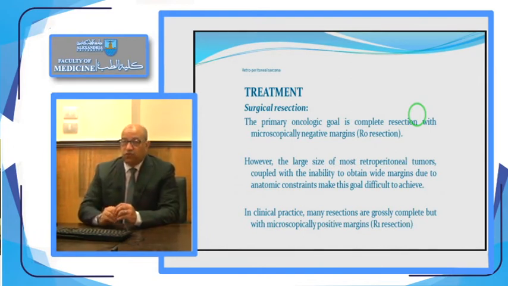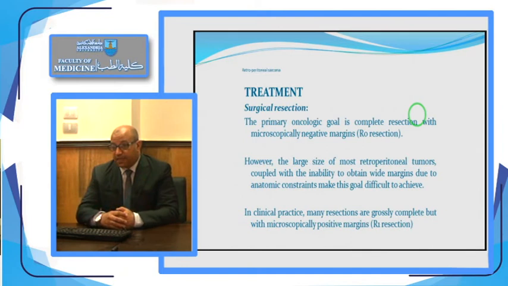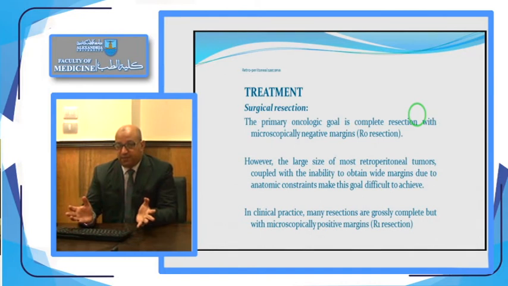The primary oncologic goal is complete resection with microscopically negative margins. So we have to reach the R0 resection. R0 resection means that after complete excision of the tumor, there is no residual microscopic tumor tissue by pathological examination. However, the larger size of most retroperitoneal tumors poses the issue that we may excise the tumor completely, but on microscopic examination we may find residual microscopic tissue. This is R1 resection.